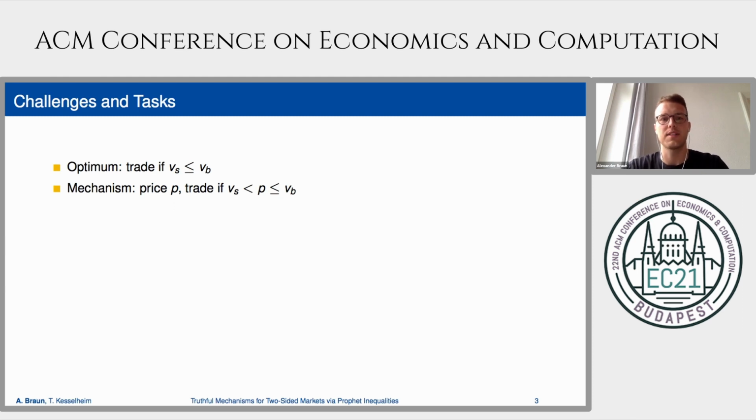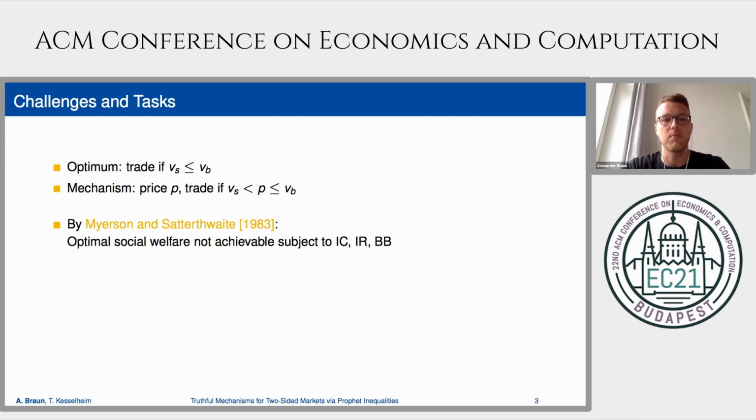And if we want to maximize social welfare, there's even a negative result from the 1980s dating back to Myerson and Satterthwaite, saying that there is no mechanism that is incentive compatible, individually rational, budget balanced, and can achieve the optimal social welfare. And hence, as a consequence, what we try to do is find good approximation guarantees subject to being dominant strategy incentive compatible, individually rational, and budget balanced.